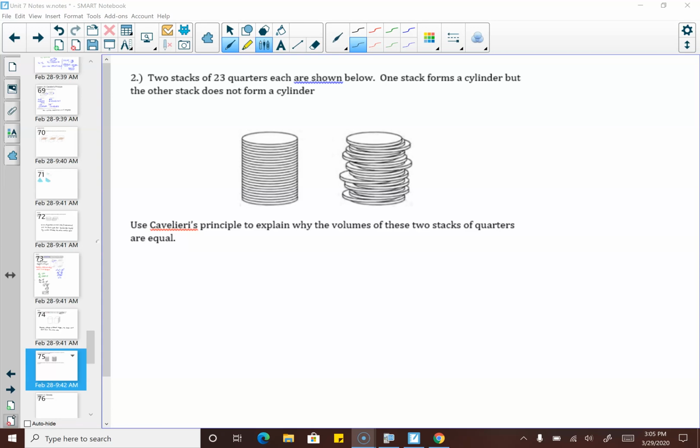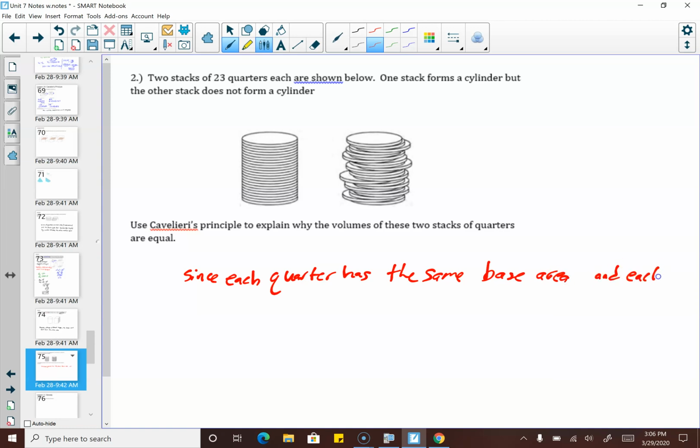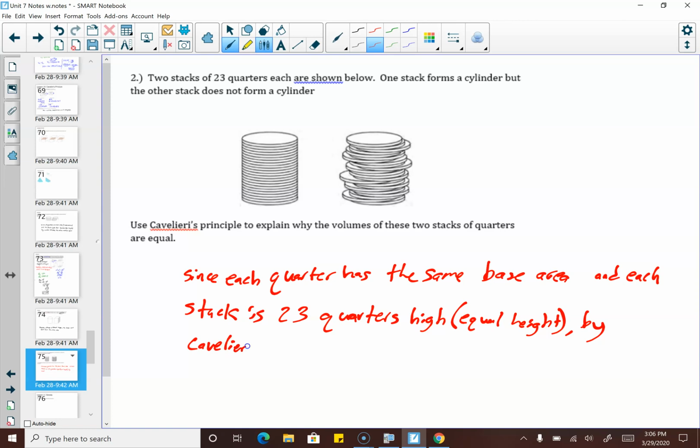So this is similar to the quarter question we did before. Two stacks of 23 quarters are each shown below. One stack forms a cylinder, but the other stack does not form a cylinder. Use Cavalieri's principle to explain why the volumes of these two stacks of quarters are equal. So this is also a Regents question. And the reason is, since each quarter has the same base area and each stack is 23 quarters high, and again that's our equal height piece, by Cavalieri's principle, the volumes must be equal.